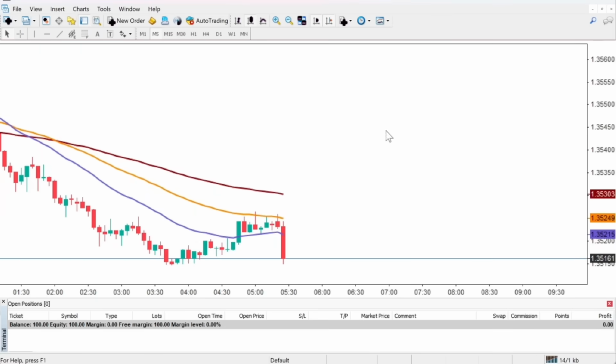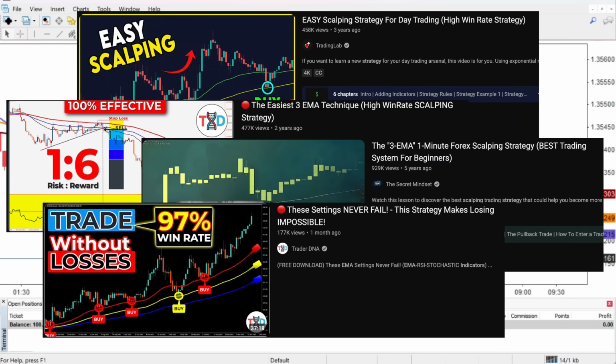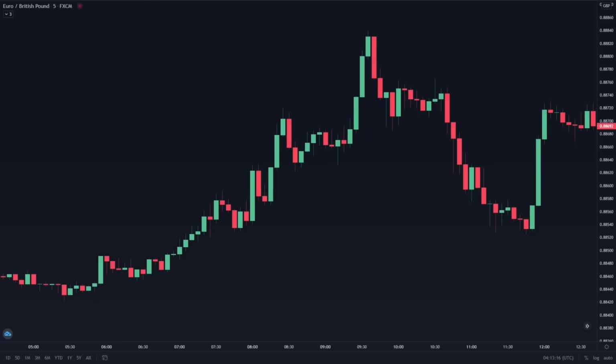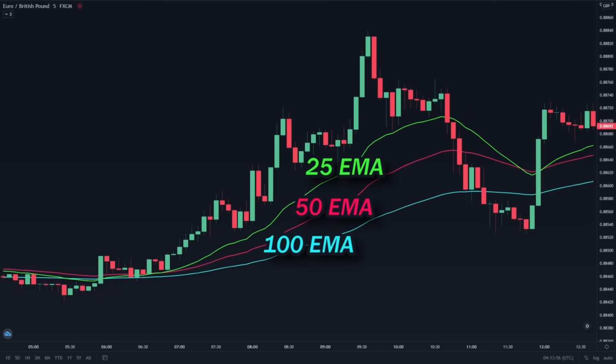Now, I'm pretty sure most of you watching have seen this strategy somewhere on YouTube before. It's one of those old but gold scalping setups that gets recycled every few months. Here's how it works. We're on the 5-minute chart and we only use 3 EMAs, 25, 50, and 100. No oscillators, no extra filters, just clean trend and pullback logic.